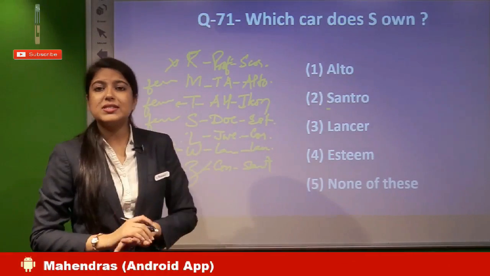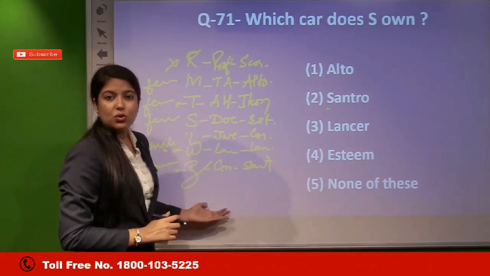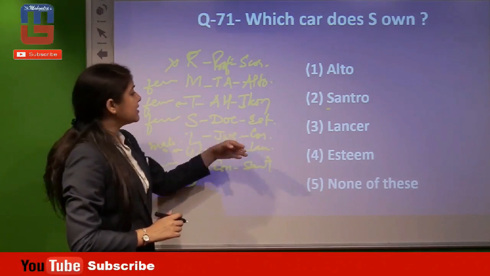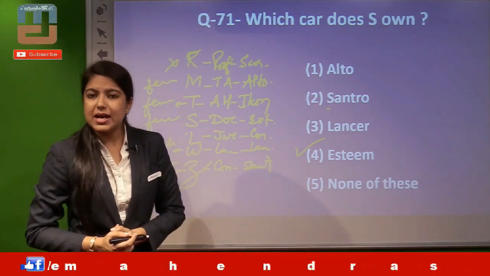What was asked for this is, which car does S own? Now see, once you got the solution, you can directly switch over to the options. Which car does S own? So S owns Esteem. So option number 4 is our answer.